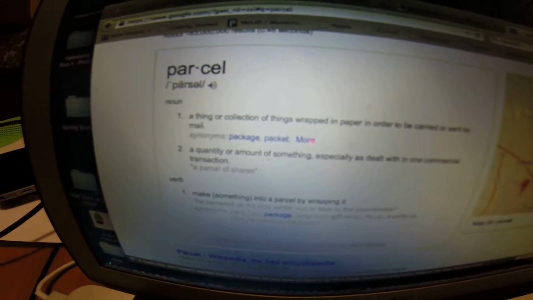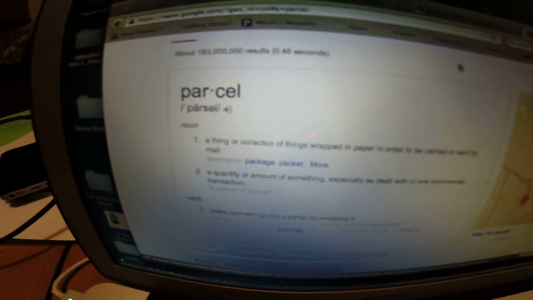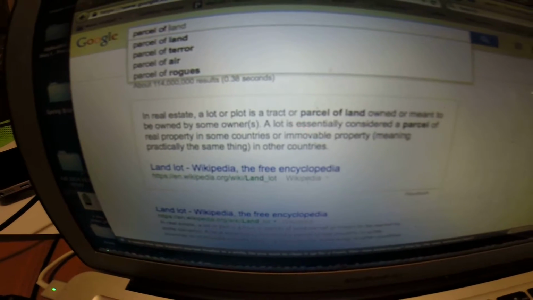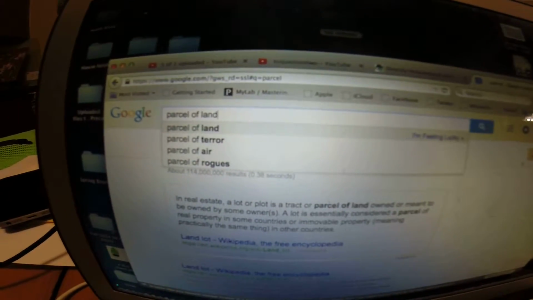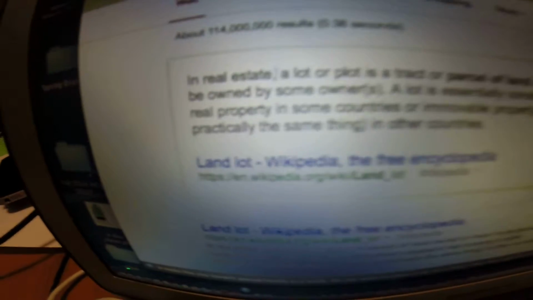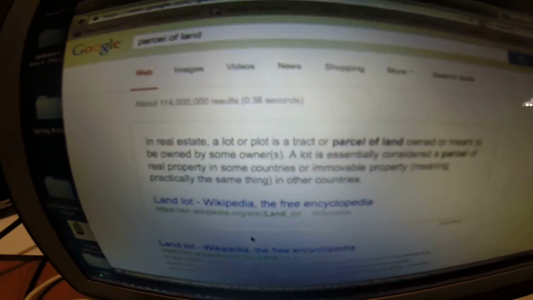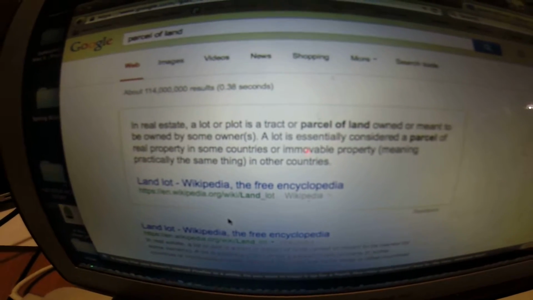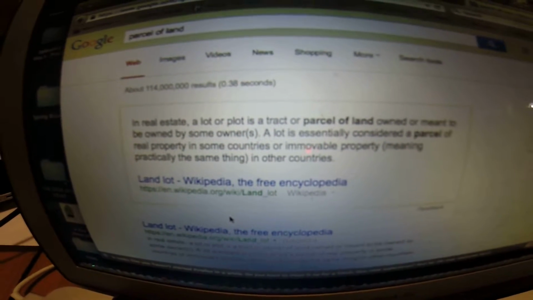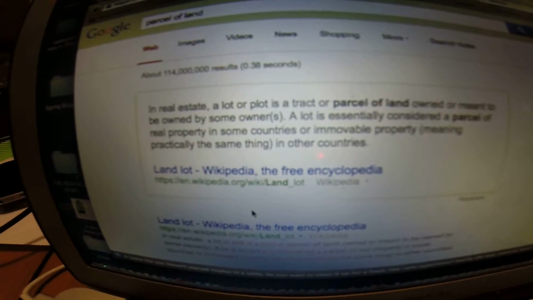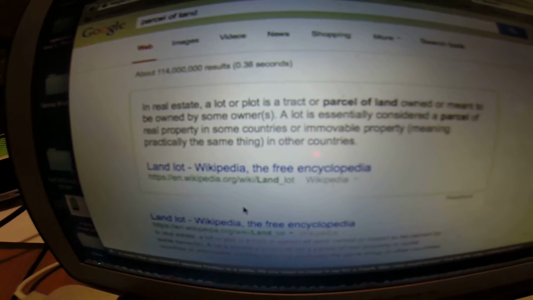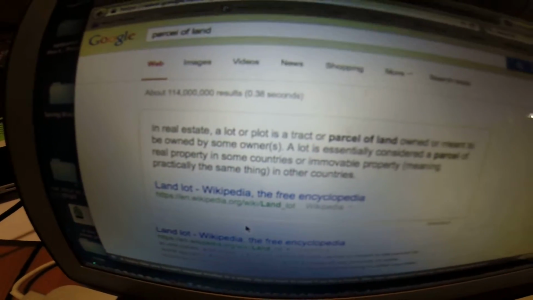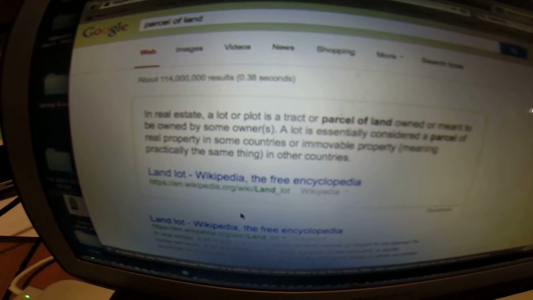Okay, that doesn't fit what's going on here, because we're talking about a parcel related to land. So what if I type in parcel of land? Notice here I'm typing parcel of land. Now it says in real estate, a lot or plot is a tract or parcel of land owned or meant to be owned by some owner. A lot is essentially considered a parcel of real property in some countries, or movable property in other countries, meaning practically the same thing. So this gives me an idea. Parcel is just a piece of land.